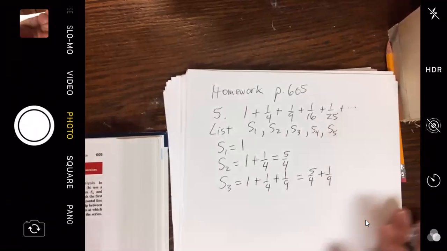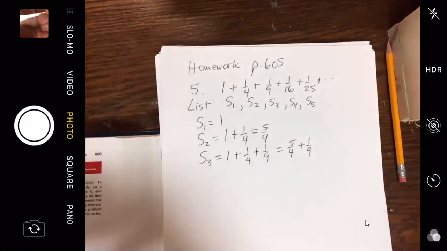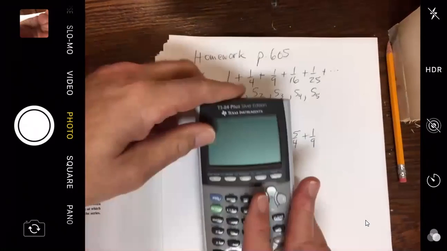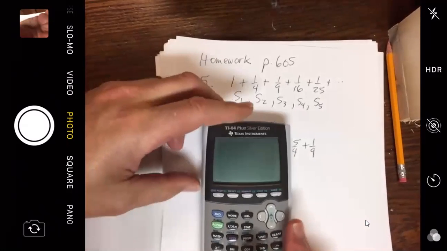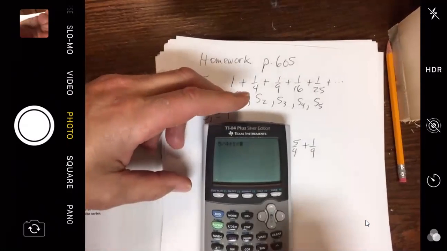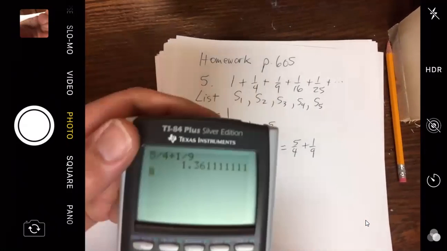Okay, now this is a little nastier fraction problem. The book actually just reports it as decimals. I checked the answer in the back of the book and it just reports it as decimals. So instead of wasting your time working out the fractions, we'll just run to a calculator, 5/4 and add 1/9. They're getting 1.3611.